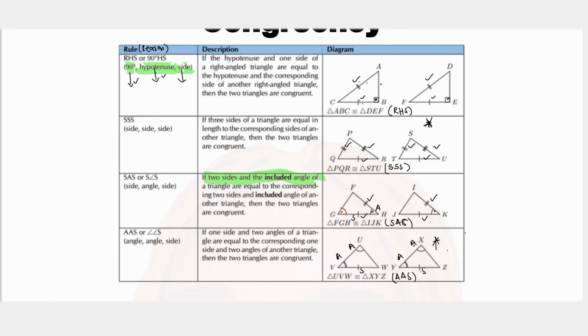Angle, angle, side. But with this one, just remember that if you're dealing with right angle triangles, and you prove that it's 90 degrees, the hypotenuse and an extra side, you need to use RHS. And with this one, if you prove that two sides are equal and the angle that's included, in between the two sides, just remember it's side angle side. If it's the other way, as I showed with the red one, you can't use this property.